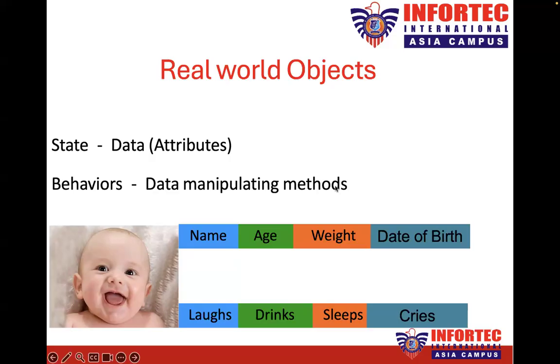If it is an object, we should be able to list down both state and behaviors. But if I take cry, it is just a behavior. It doesn't have any state. So you have to collect data and behaviors nicely when you go with objects. Here are some examples. Under data, you can collect baby's name, baby's age, weight, date of birth.